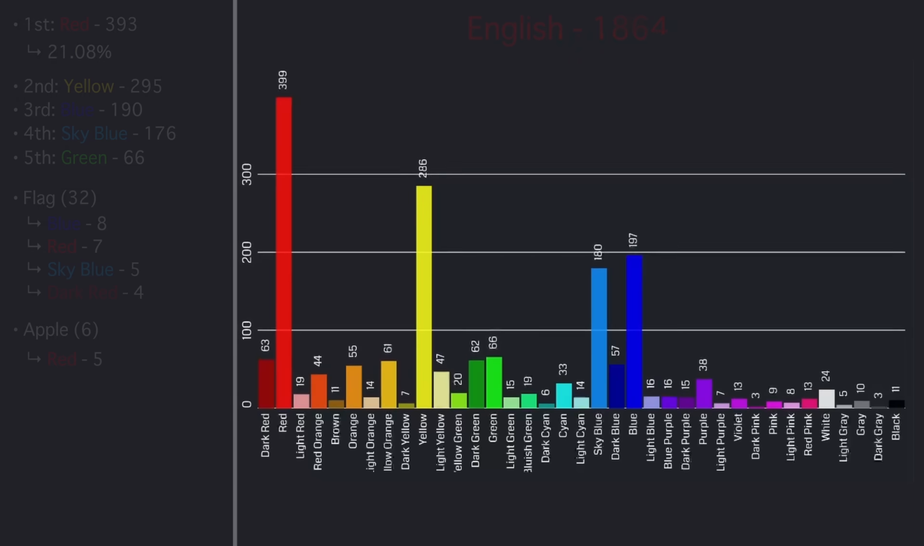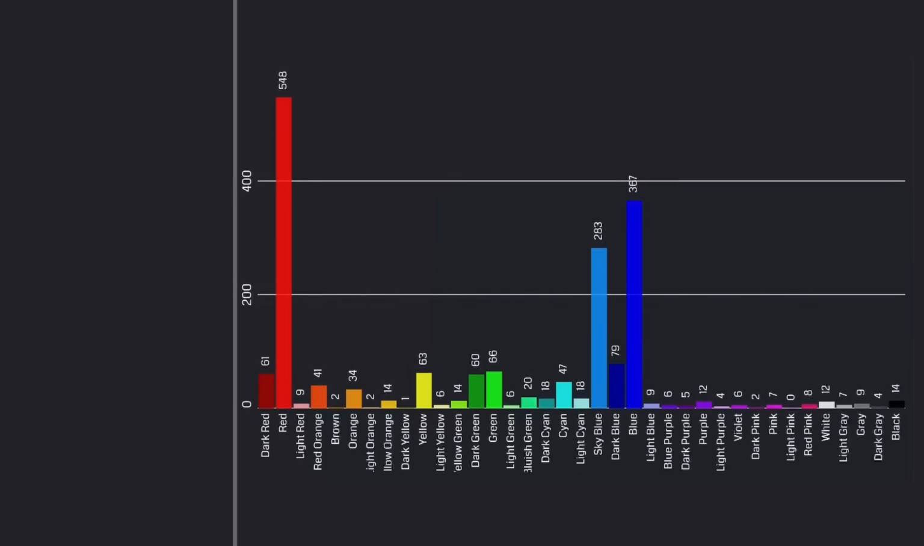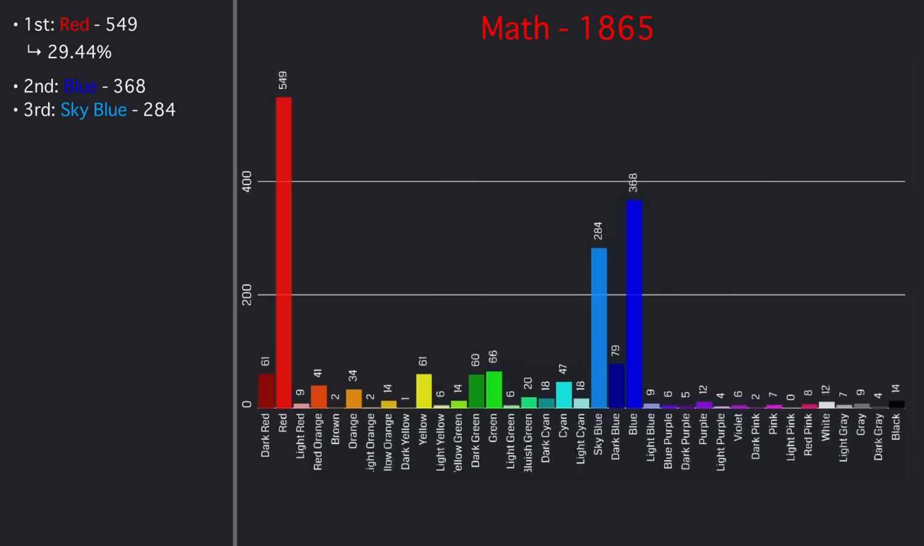Finally, we end at math, which precisely proves my point in why I think for this specific dataset, the mode is so much better than the mean. Red is the winner with 549 submissions, or 29.44%, followed by blue with 368, and sky blue with 264. Then, dark blue and green in 4th and 5th with 79 and 66, but who really cares?